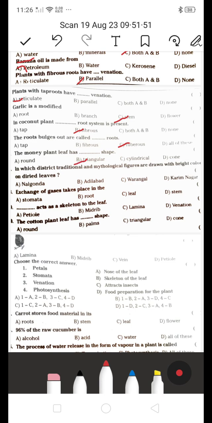In which district are traditional and mythological figures drawn with bright colors on dried leaves? Nalgonda, Adilabad, Warangal, or Karimnagar? Its answer is Warangal. In Warangal district, traditional cottage industries draw pictures of traditional mythological figures in bright colors on dried leaves. So it's Warangal.